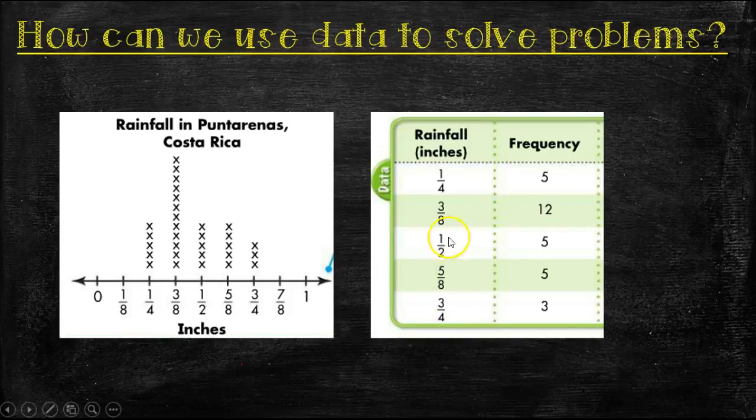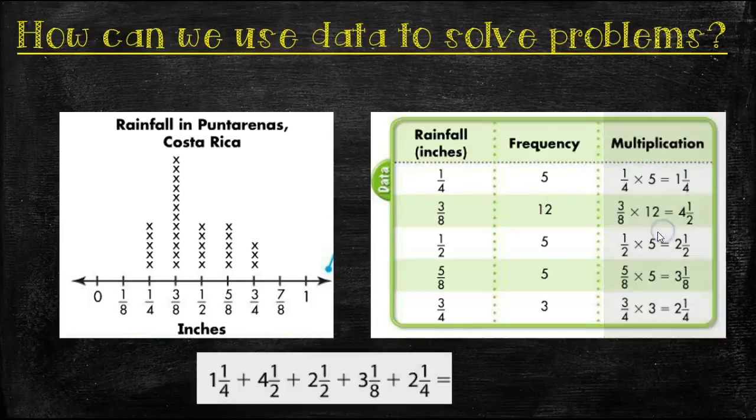Okay, so now if we wanted to find out what the total amount of rainfall was in the month, we couldn't just add these things up because it happens with this frequency. So what we have to do is multiply. So 1/4 times 5, 3/8 times 12. So you would complete your frequency table by doing exactly what I said.